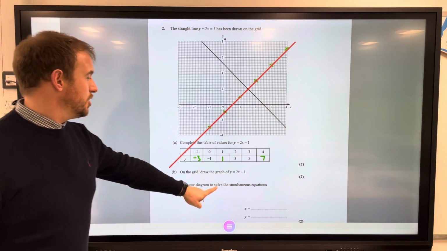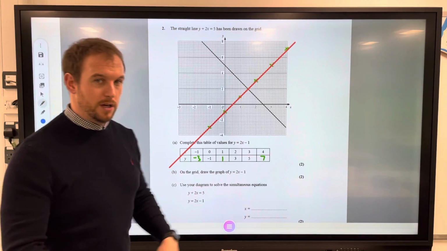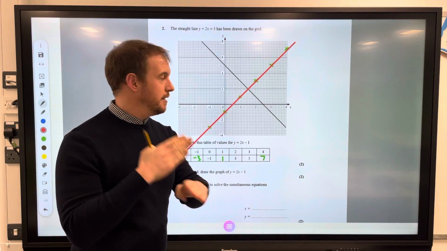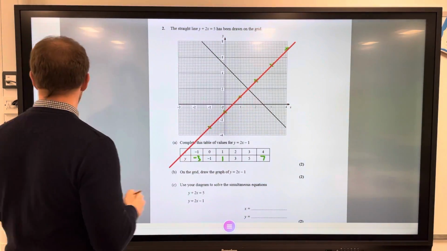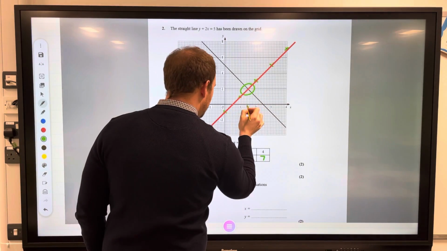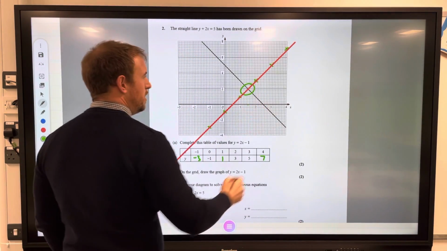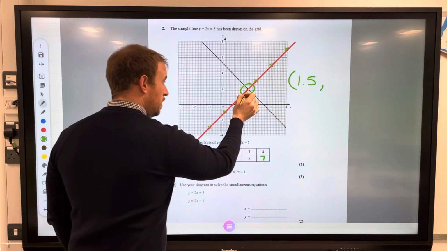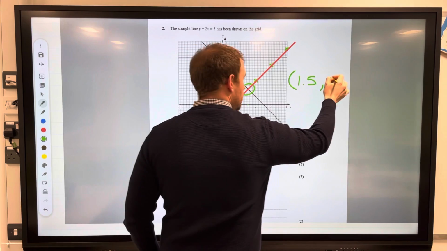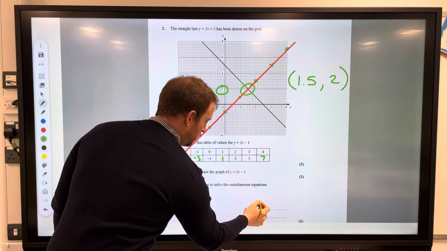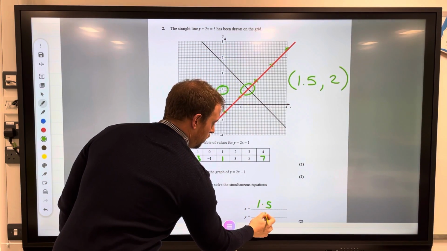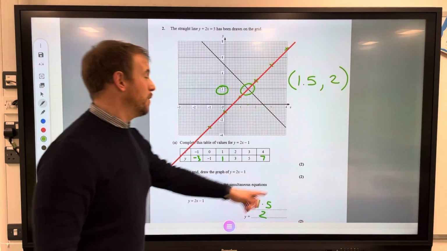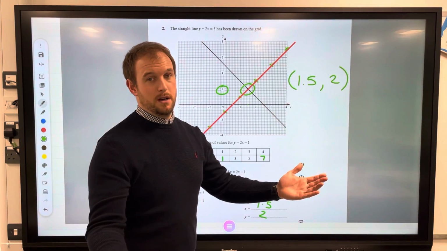Use your diagram to solve the simultaneous equation. I'm looking for that point of interception again. There it is. So at that point, my x value is 1.5. My y value is 2. So x is 1.5, y is 2. According to these marks, that's 6 marks.